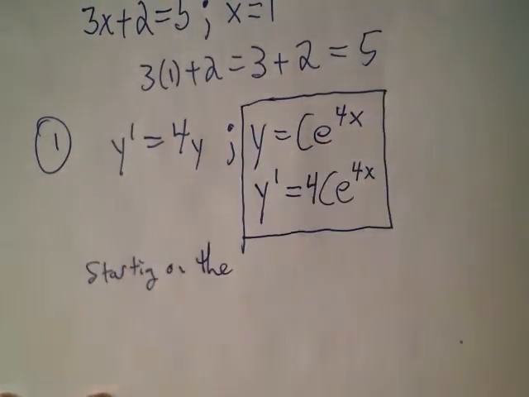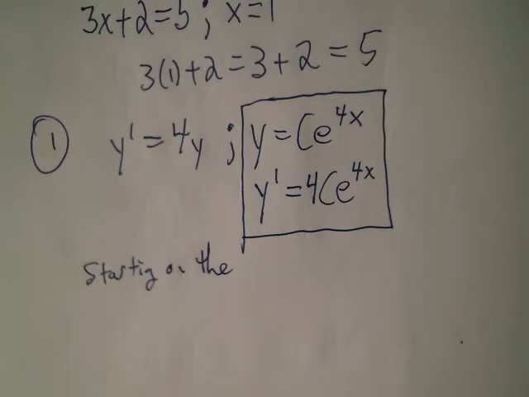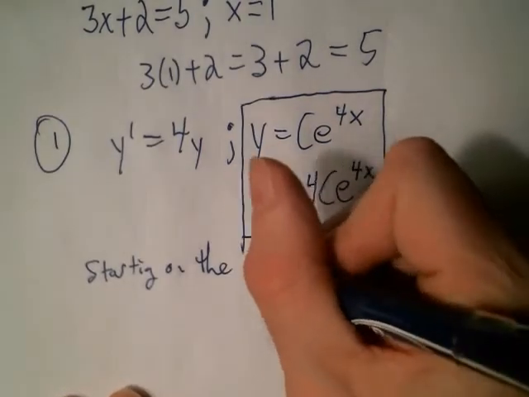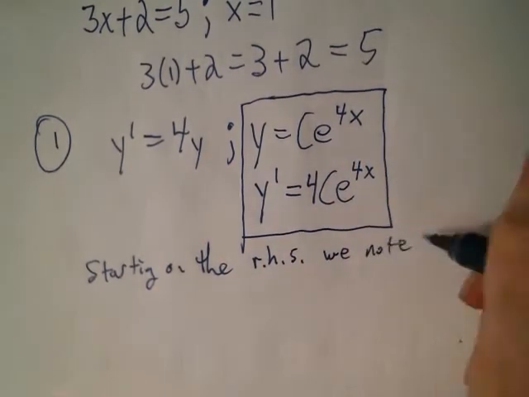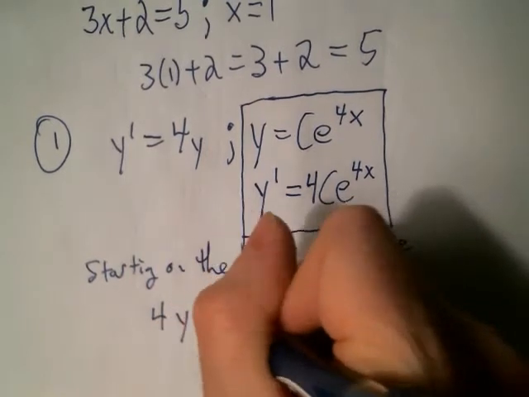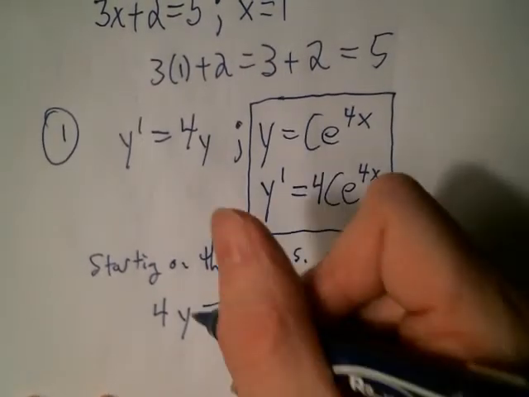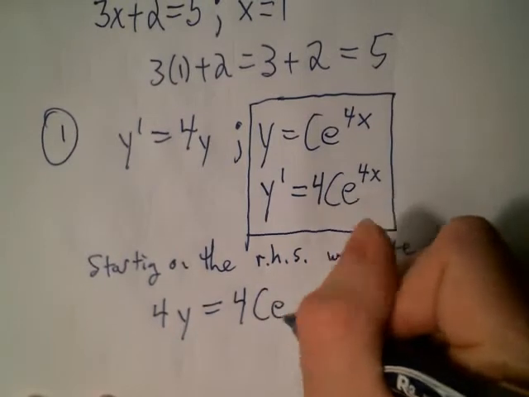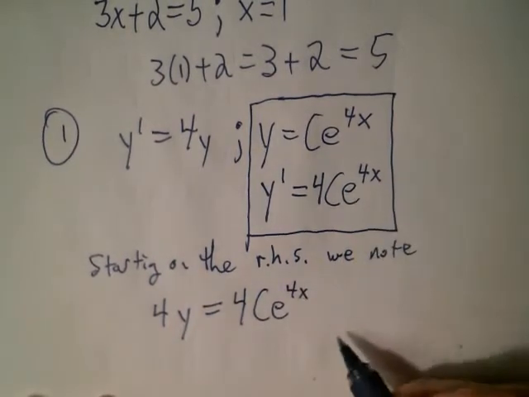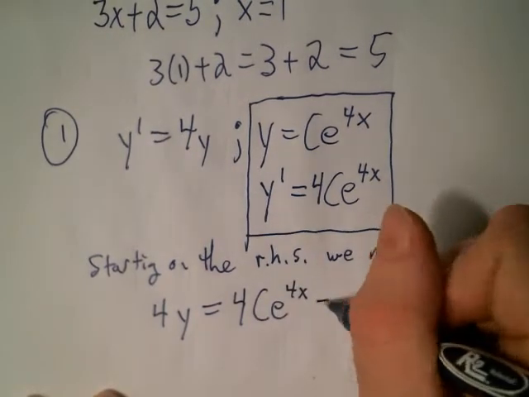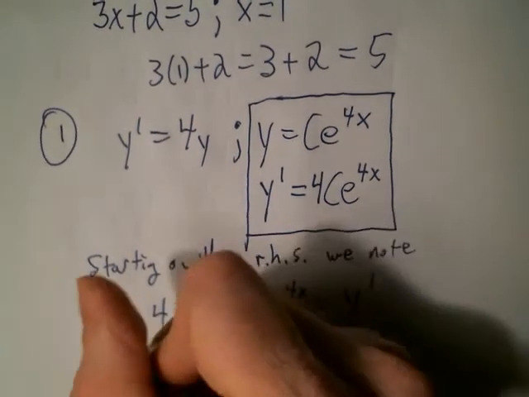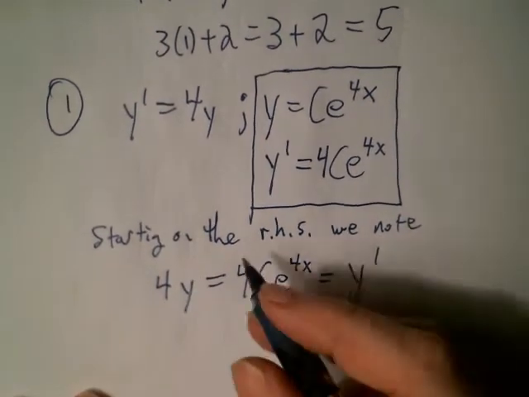So let's start on the right-hand side. Starting on the right-hand side, we note 4 times y equals, and then we use the given information, so it would be 4 times c e to the 4x. And then we note that 4 c e to the 4x equals y prime, so we have equals y prime. And that's the other side of the equation, so we're done.